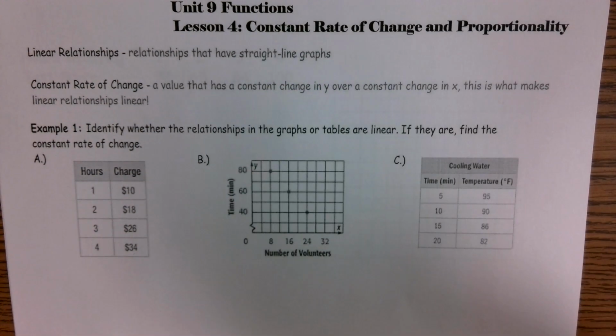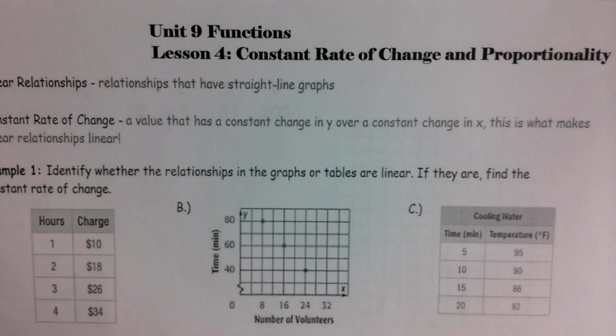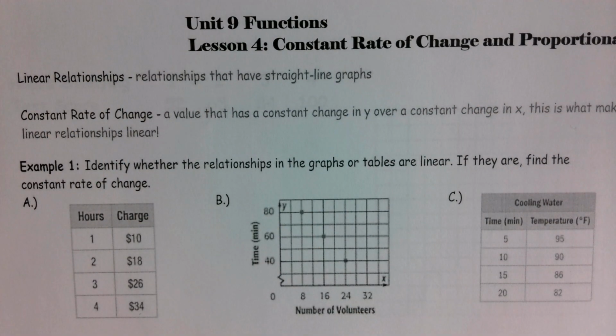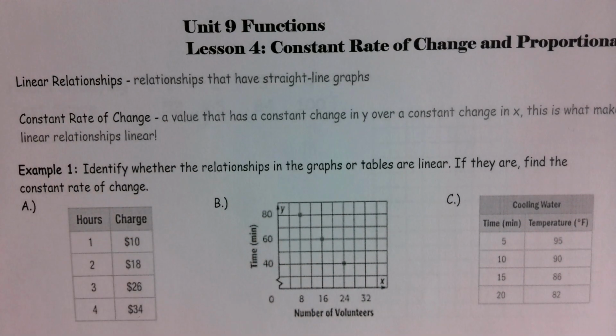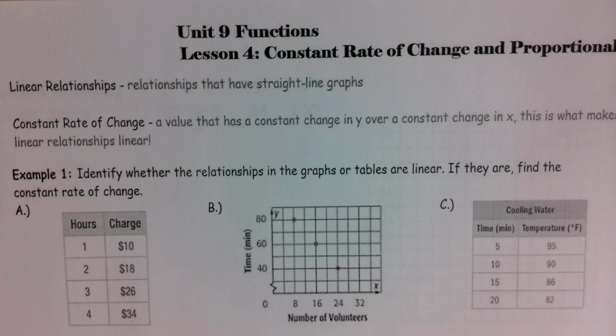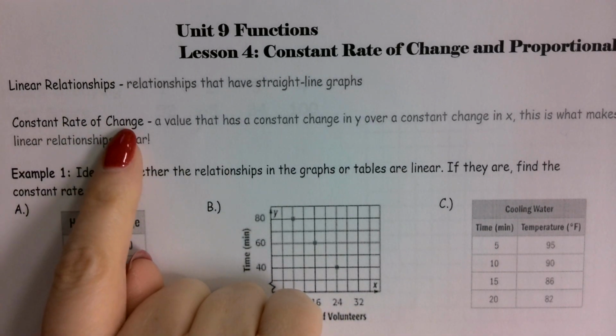All right, so constant rate of change and proportionality. That's the next portion of our functions unit, where we're talking about linear functions, linear relationships. Now, if you think of the word linear, what word do you see inside of that term linear? Line, right? The word line is inside of the term linear. And that's because linear relationships form a straight line when you graph them, because of the fact that they have what's called a constant rate of change.